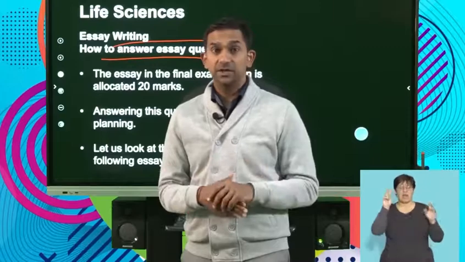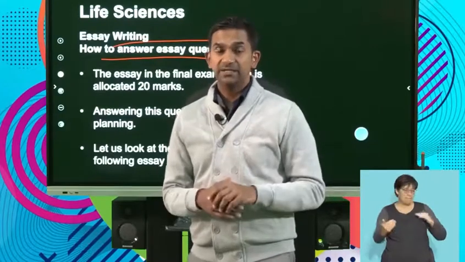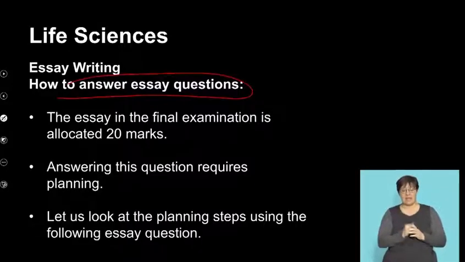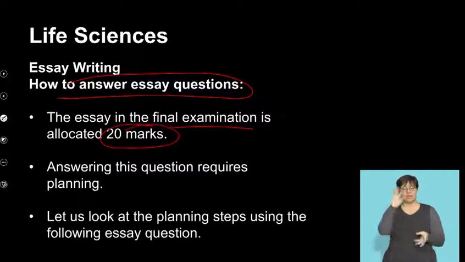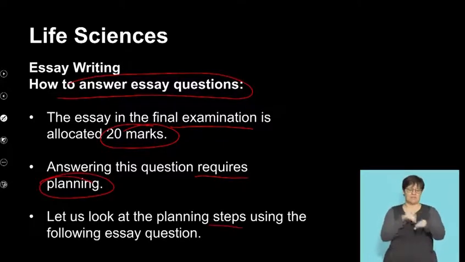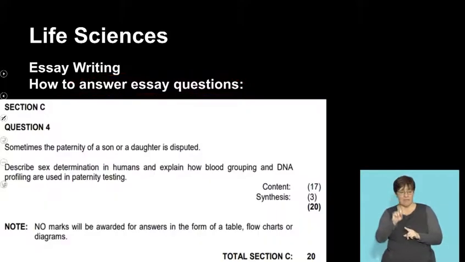Let's look at the essay topic, let's look at how we unpack that, and let's look at the skills required to write this essay. As I mentioned, the essay in the final examination is allocated a total of 20 marks. To answer this question, it requires that we plan very carefully. Let's look at the planning steps using the following essay question.